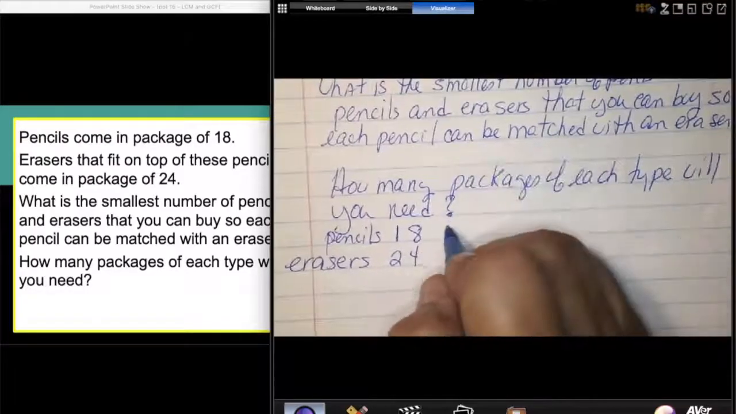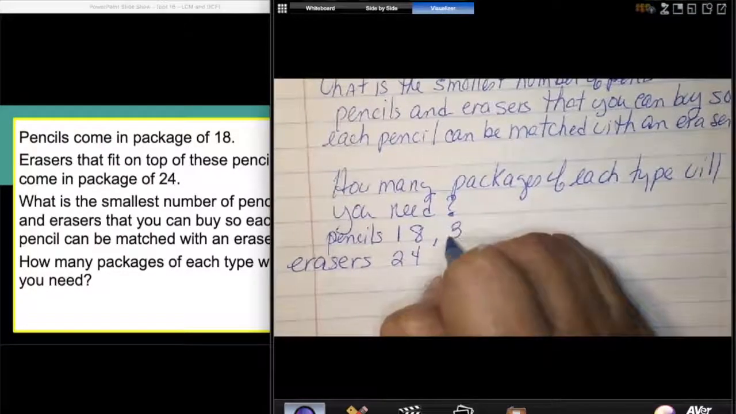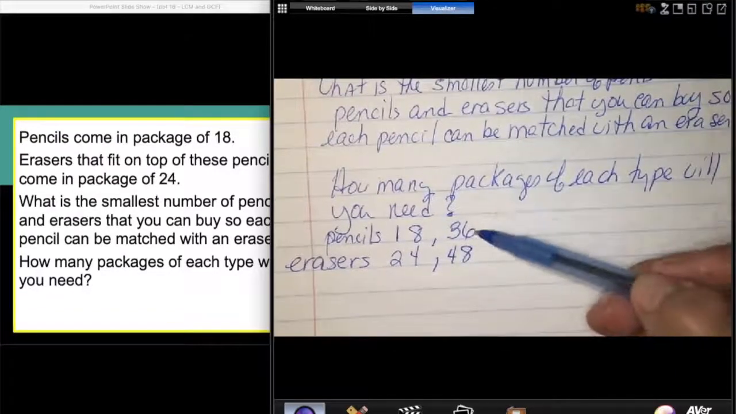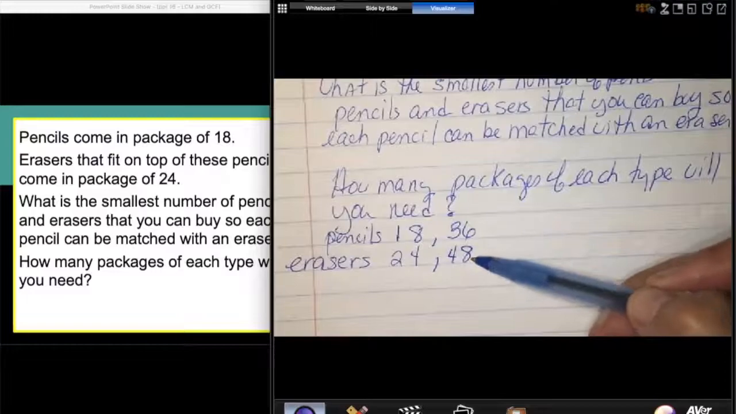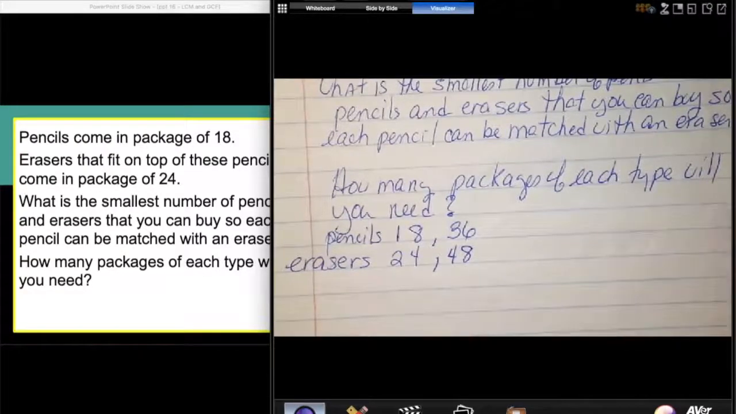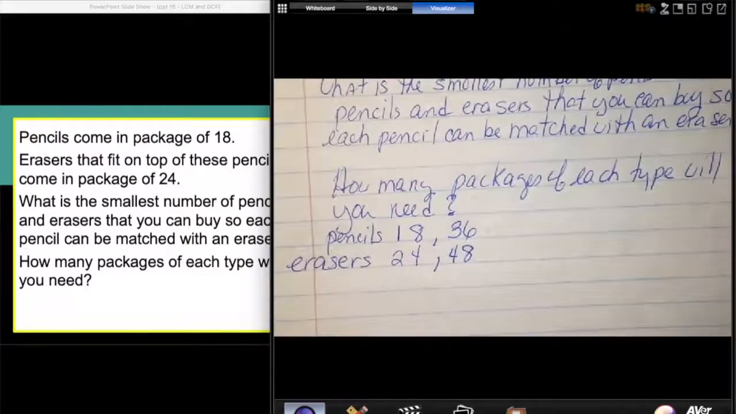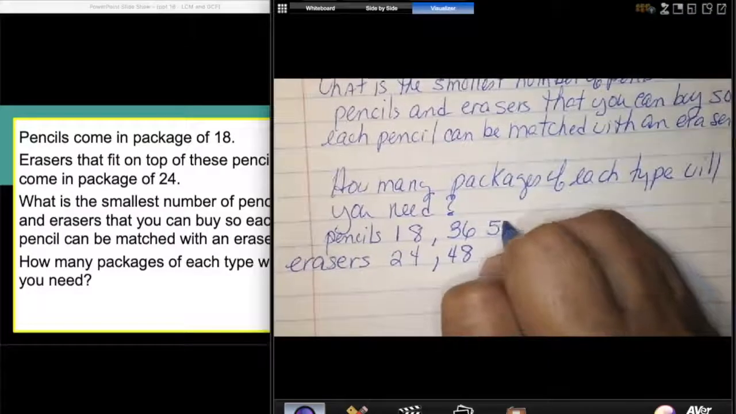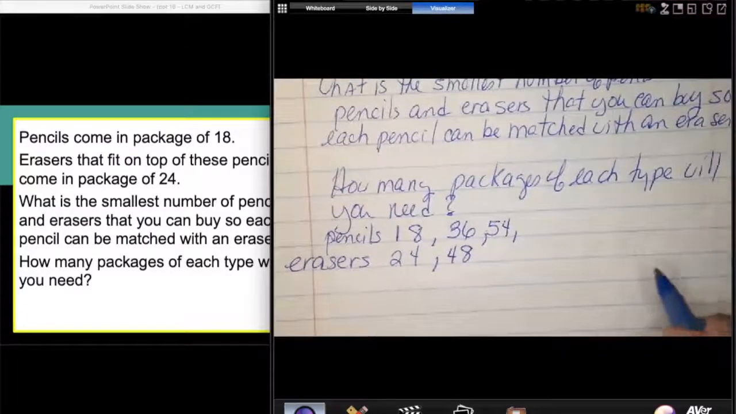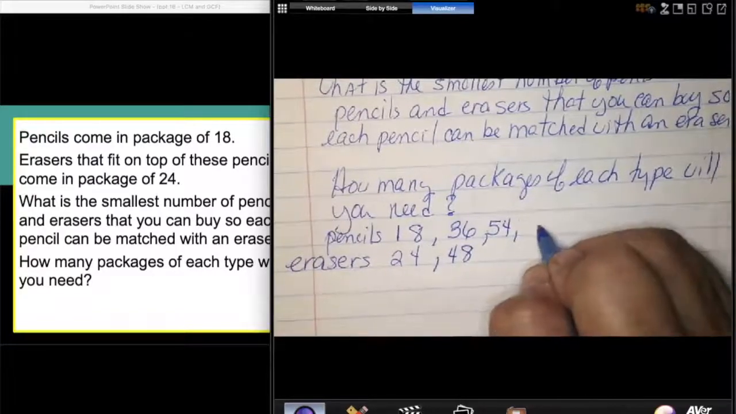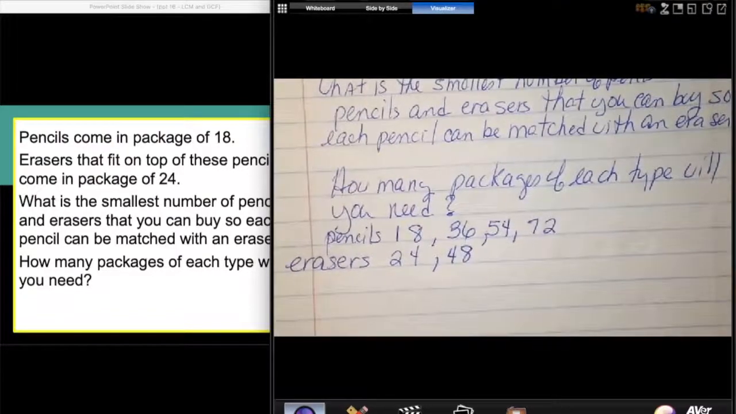So I'm going to buy another package and another one. So I now have 36 pencils and 48. So 18 times 3 is 54 and 18 times 4 is 72. Is that right?